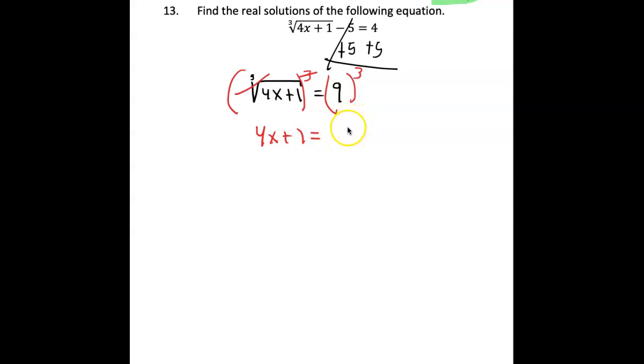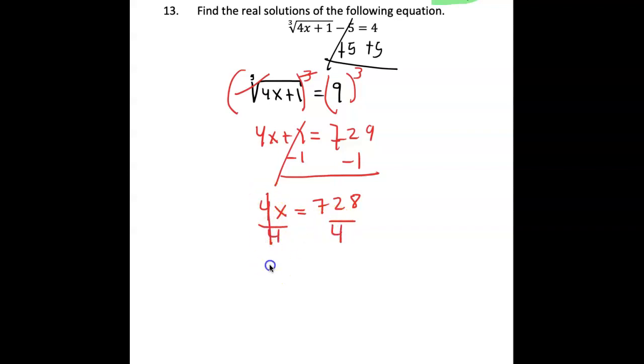That cancels. We're left with 4x plus 1 equals, what is that, 729? I can't remember. Do you guys remember? Yeah, it's 729. Minus 1, 728. Divide by 4. And that gives you what? 182.